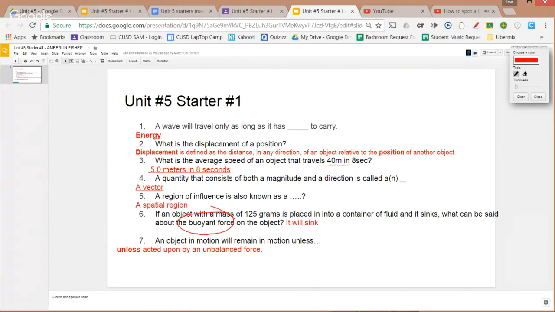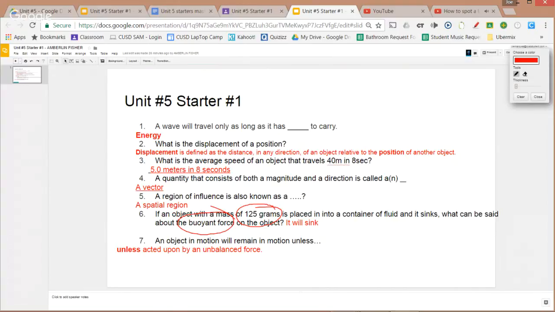So remember, you can tell if an object is going to sink or float if the mass of the object, okay, is less than the buoyant force of the object, okay, which is the weight of displaced water. So it says right here, if an object with a mass of 125 grams is placed into a container of fluid and it sinks, what can be said about the buoyant force? Well, the buoyant force must be less than the weight of the object, right? So the buoyant force must be a lower number than the weight of the object. If you want to get super into the answer, you would say the weight of displaced water that the object has is less than the weight of the object itself. But you could just say that the buoyant force must be less than the weight of the object.